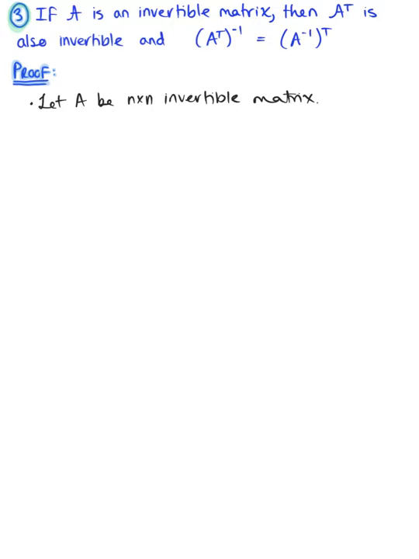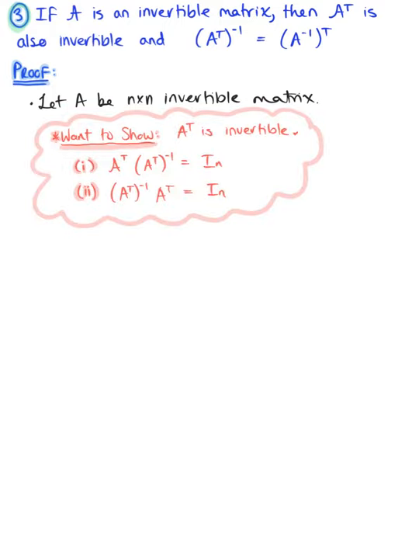Now, what is it that we want to show? Well, we want to show that the transpose of A is also invertible. So in other words, we need to show those two conditions, that the transpose of A multiplied by the inverse of the transpose of A is the n by n identity matrix, and that the reverse holds true as well. So here we go. We have two cases. So case number 1. Let's show that the transpose of matrix A multiplied by the inverse of the transpose of matrix A is equal to that n by n identity matrix.